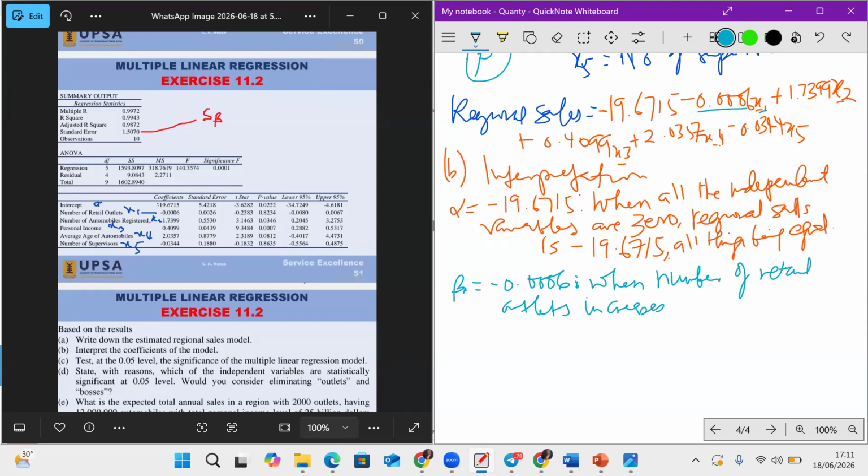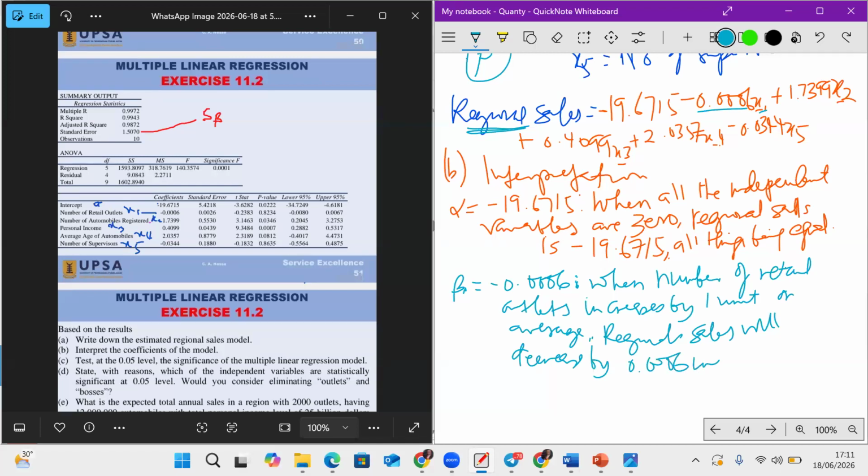increases by 1 unit, on average, you can choose not to bring in the on average, regional sales will decrease by 0.006 units, all things being equal. So where did you get the regional sales from?